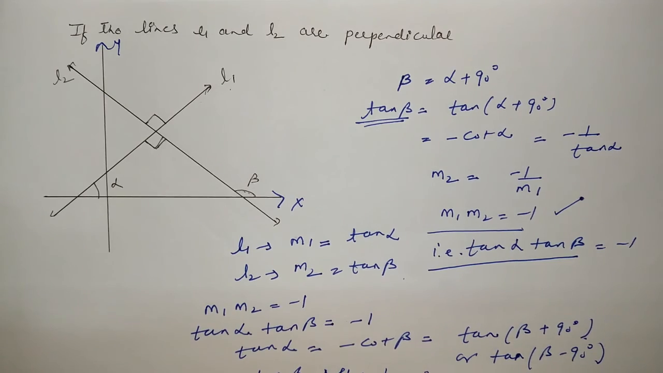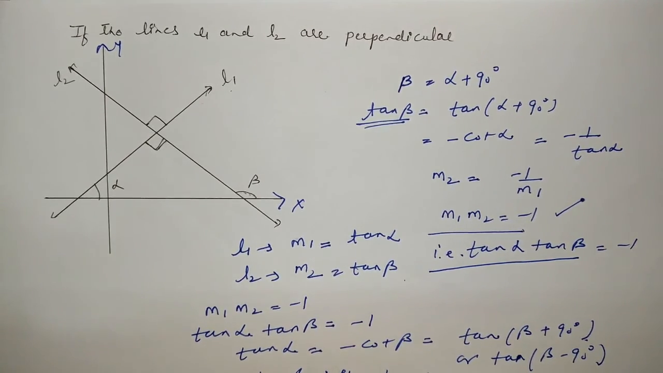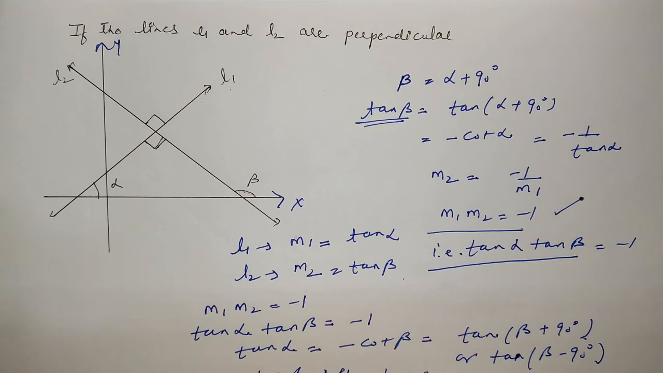So that's it for today. In my next video, I'll be taking questions based on the derivations of the line, how to find the slope of a line when the line is passing through 2 points, and when it is making an inclination of some angle with the positive direction of x-axis.